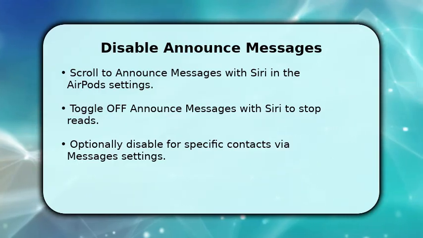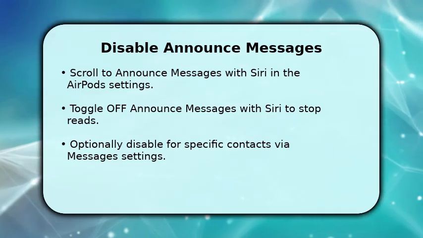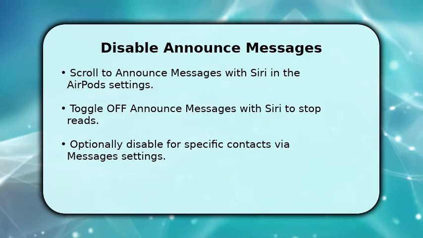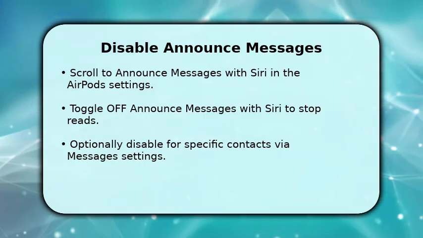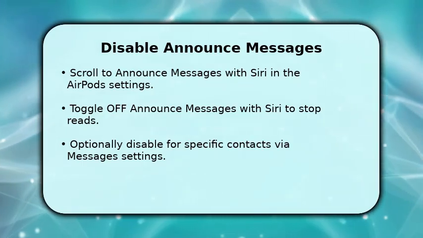Once the toggle is off, make sure to check announce messages if you want finer control, because that setting can override device behavior for certain contact groups. If you prefer only mentions muted, use the per contact options so only critical messages break through.